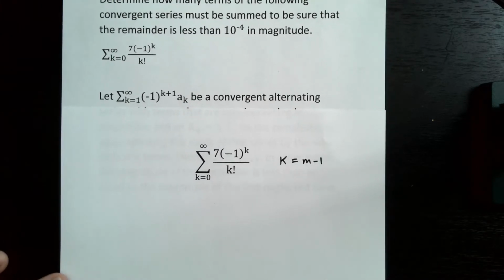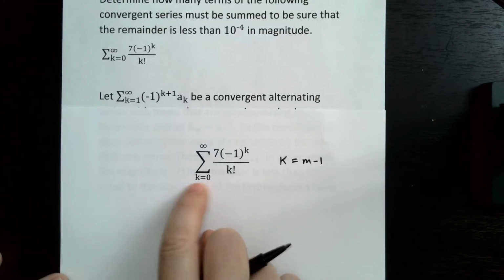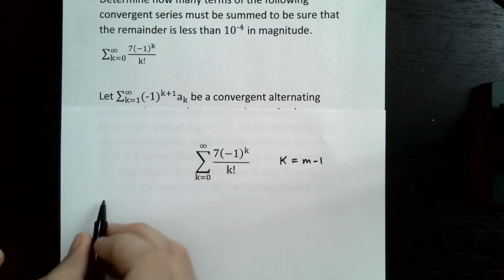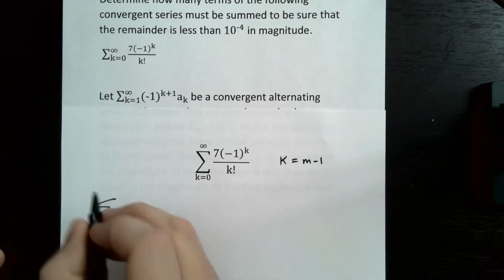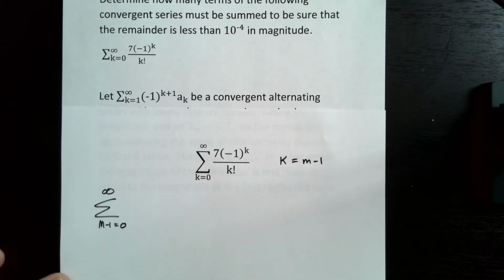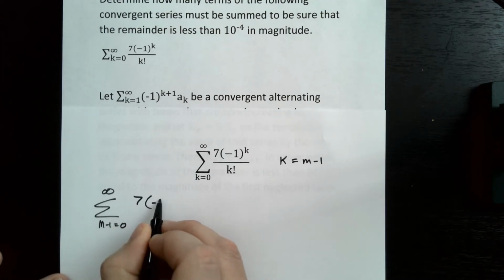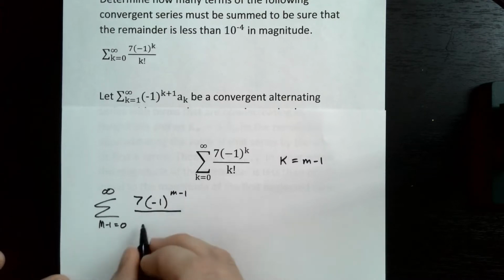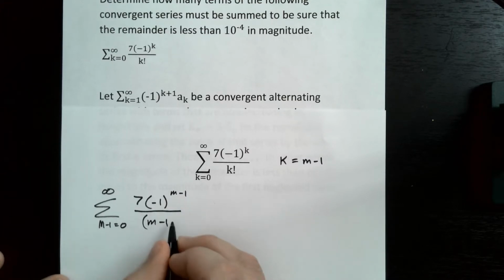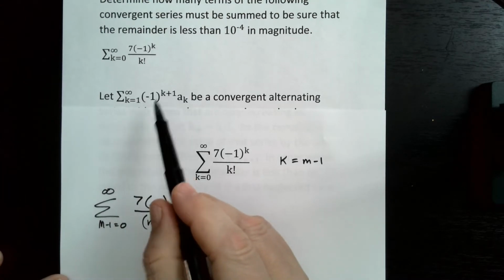Okay, so if we say that k is equal to m minus 1, I can plug in everywhere into this. Everywhere I see a k, I can put an m minus 1. So I get the series from m minus 1 equals 0 to infinity of 7 times parentheses negative 1 to the m minus 1, divided by m minus 1 factorial. Okay, so that's starting to look close to this, but we're not quite there yet.